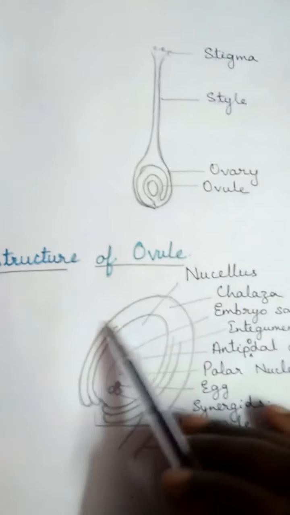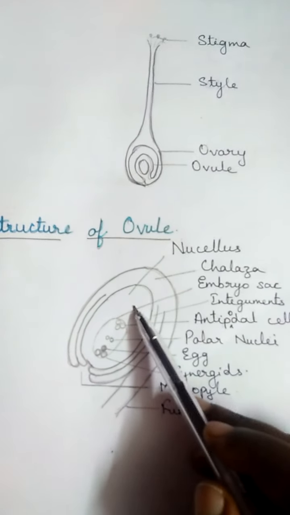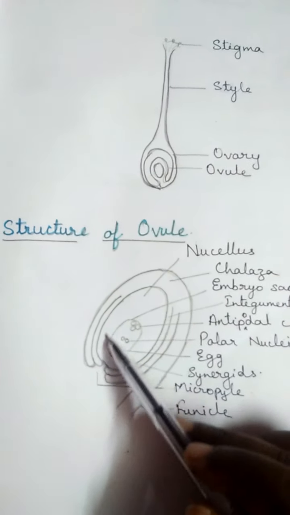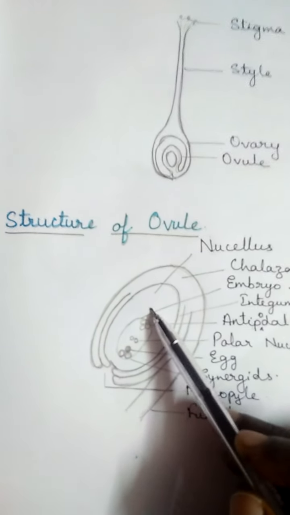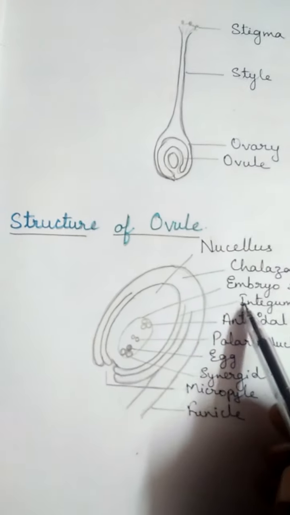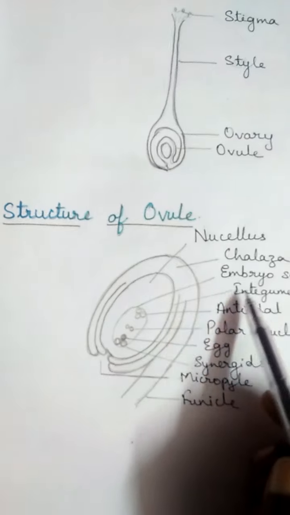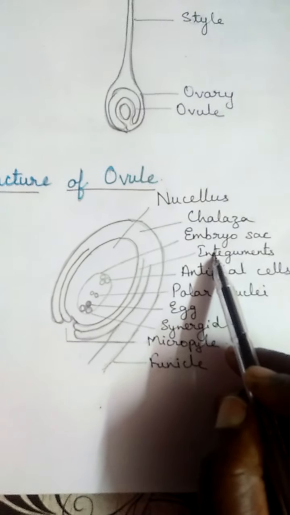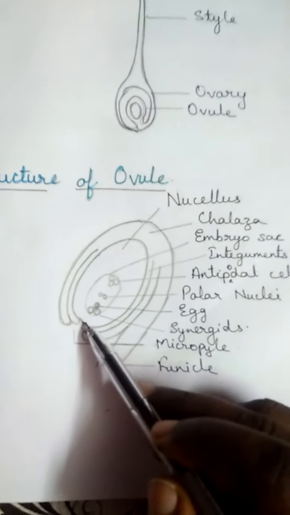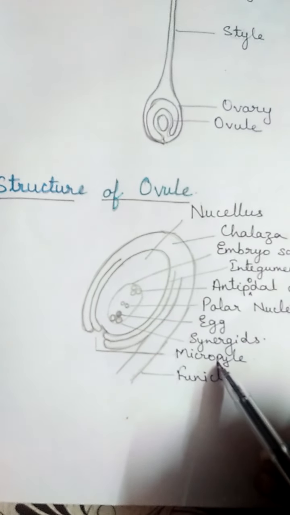So, the structure of the ovule: we can find that it contains a parenchymatous layer that is called the nucellus. Here there is a continuous mass of nucellus present. This nucellus is surrounded by two protective coatings. They are called the integuments. Clear? This integument fully encloses the nucellus, but it leaves a small gap. This small gap is called the micropyle.